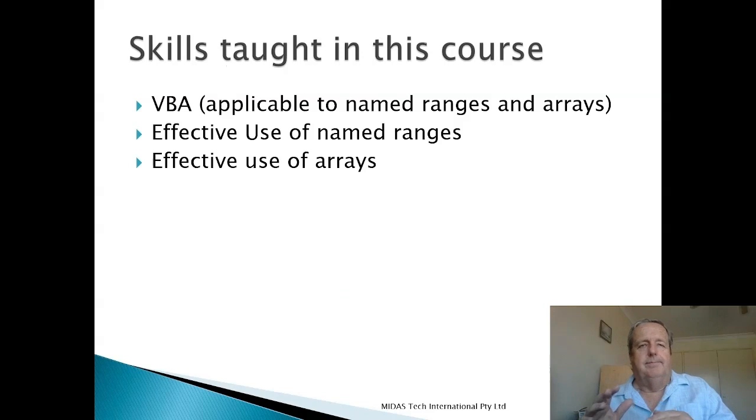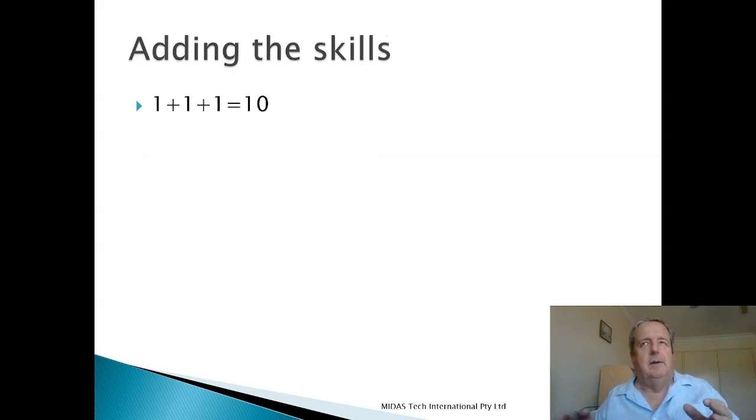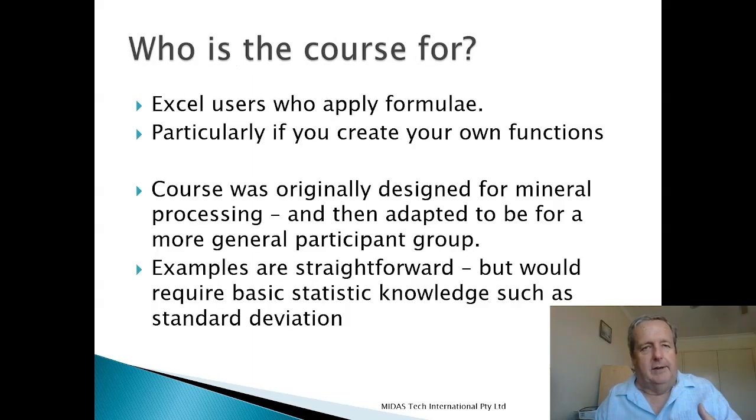Skills taught in this course: simply VBA applicable to name ranges and arrays, effective use of name ranges, and effective use of arrays. To highlight, we're learning three skills: 1, 1, 1, but in this case, 1 plus 1 equals 10. Your improvement in using Excel will be substantial, but you'll be a lot more knowledgeable than someone who can use Excel, or someone who can use VBA, or someone who can use name ranges, because you know how to link them together.